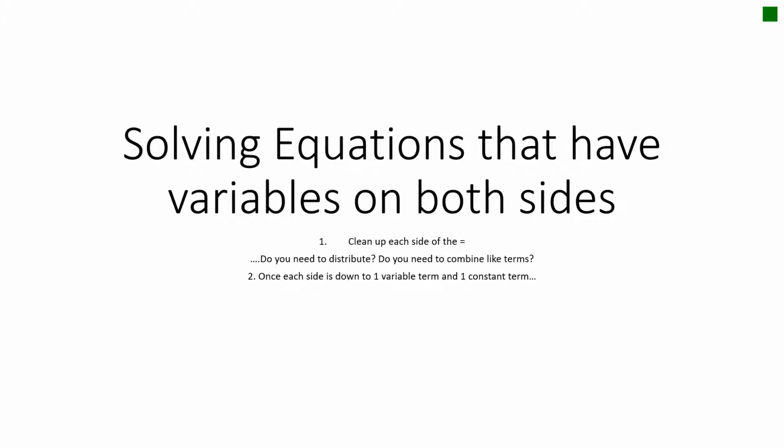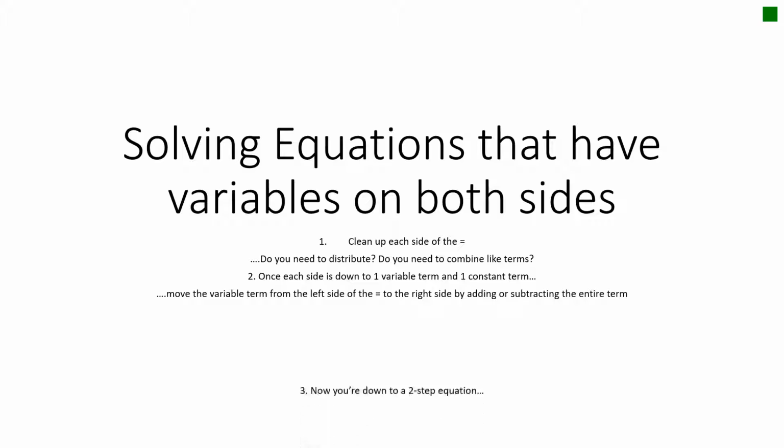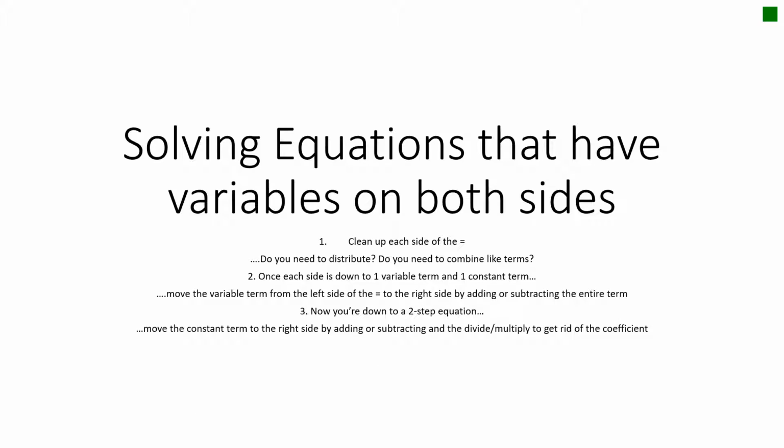Once each side is down to one variable term and one constant term, then you're going to move the variable term from the left side of the equal sign to the right side by adding or subtracting the entire term. Now you're down to a two-step equation. That means move the constant term to the right side by adding or subtracting, and then you're going to divide or multiply to get rid of the coefficient. Oops, there's supposed to be an n right there. Then, oops, well, pretend that says then. Okay, let's go to the next slide because that one was a fail.